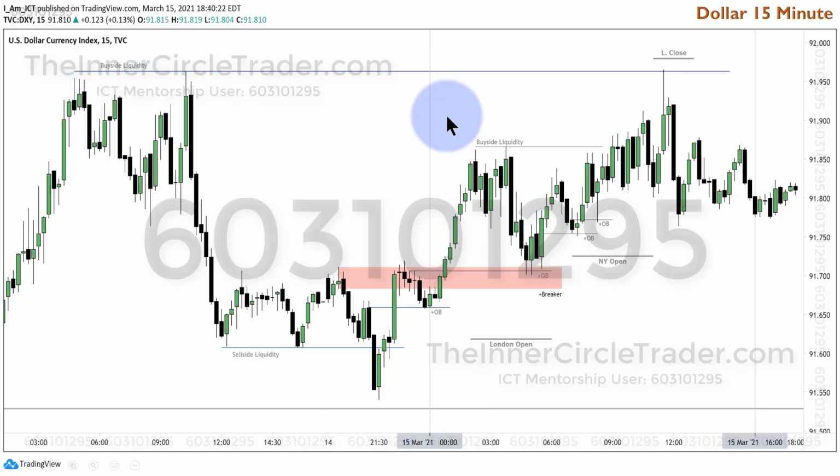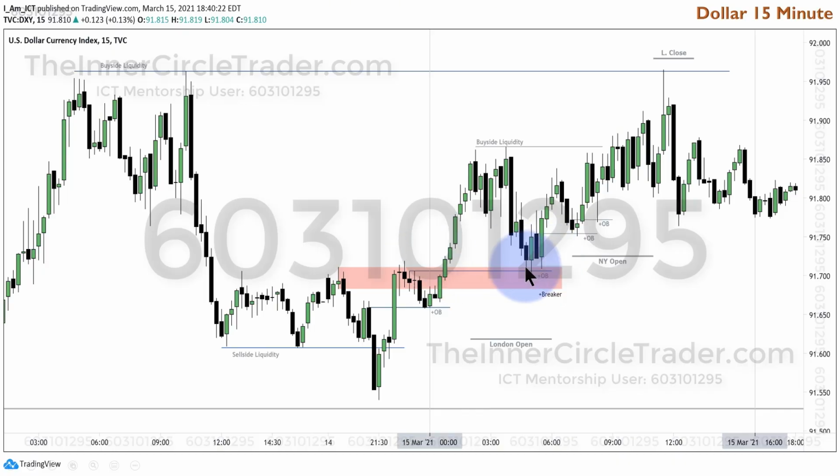Relative equal highs. We tapped into that today at London close. Buy side liquidity pool swept essentially for about 10 pips. Breaker back here, bullish breaker. Order block after running sell side liquidity. Optimal trade entry, London open kill zone.